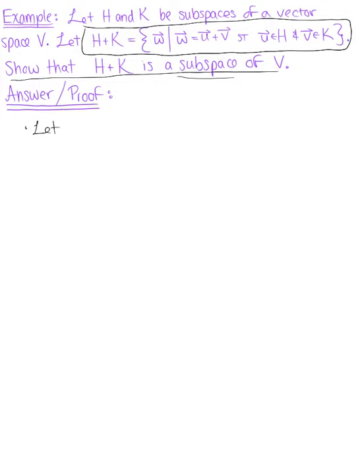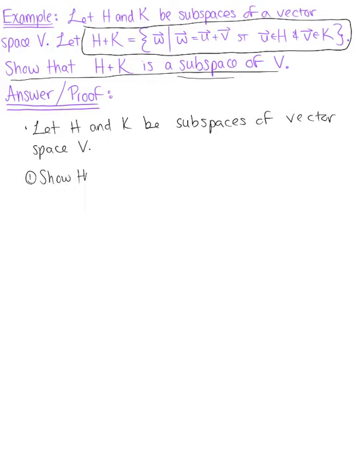So to get us started, let's let H and K be subspaces of vector space V. And we want to show here that the sum of these two subspaces is also a subspace of V. So we want to keep the conditions or the properties of a subspace in mind as we proceed. The first thing that we need to do is show that the 0 vector is an element of the space H plus K.